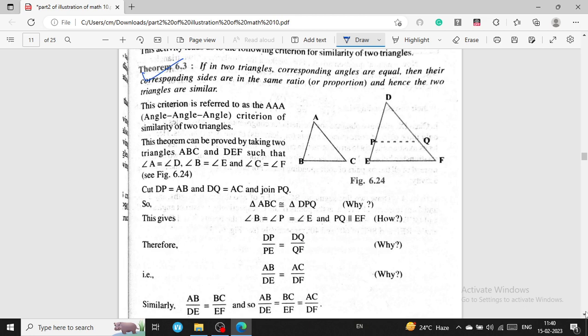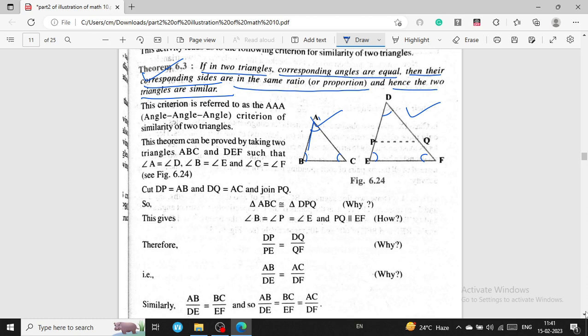In this theorem, we are given two triangles ABC and DEF in which corresponding angles are equal: angle B is equal to angle E, angle A is equal to angle D, angle C is equal to angle F. These are the corresponding angles. Then their corresponding sides AB and DE, AC and DF, BC and EF are in the same ratio or proportion. Hence, the two triangles are similar. If all these are equal, then we can say that both triangles are similar. We have to prove it.